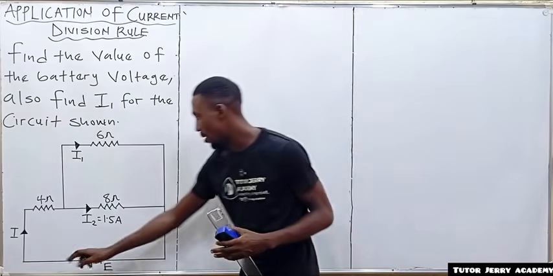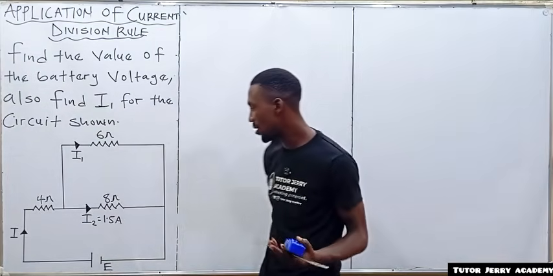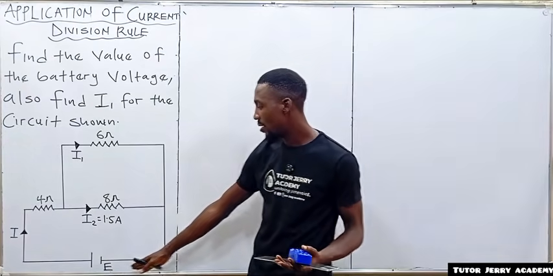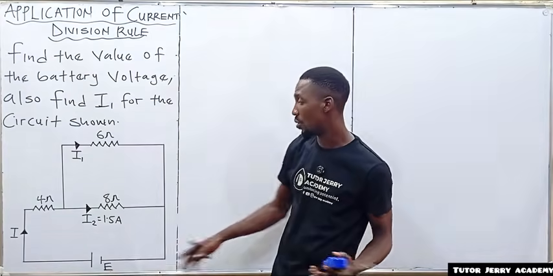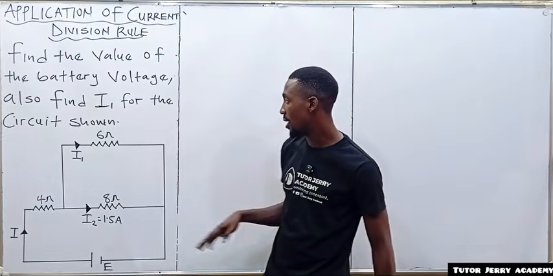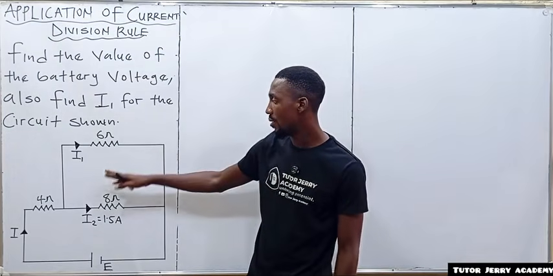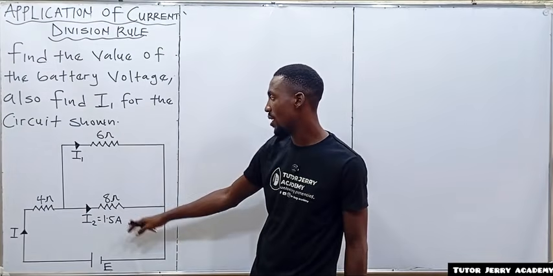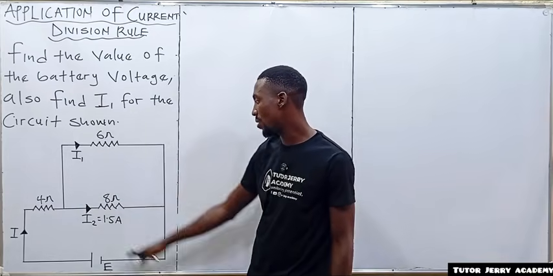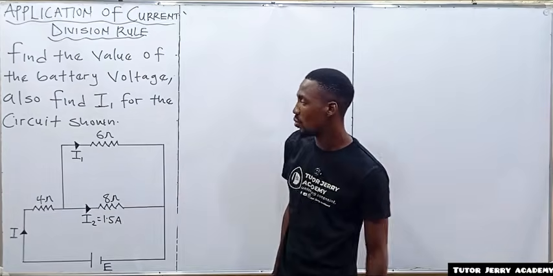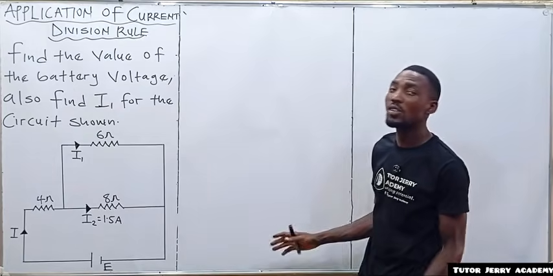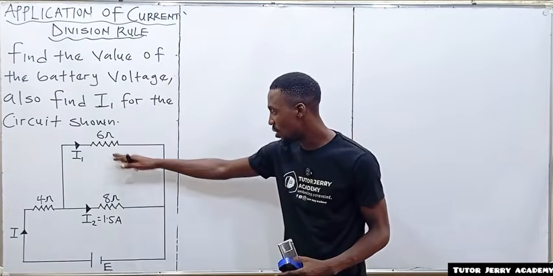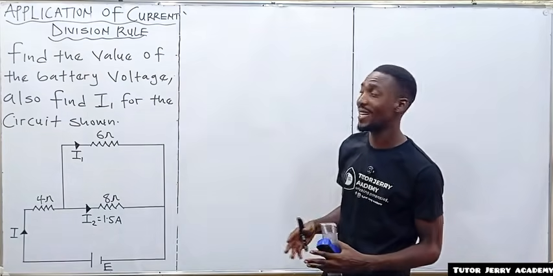We have the total current, which is not given to us, and then we have the battery, whose value is also not given to us. We don't know the voltage, but we are given resistors 4 ohms, 6 ohms, and 8 ohms. And then we are given this one to be I1, and this to be I2. So, quick one: for us to solve this question, you are going to note carefully that this resistor and this resistor are in series.